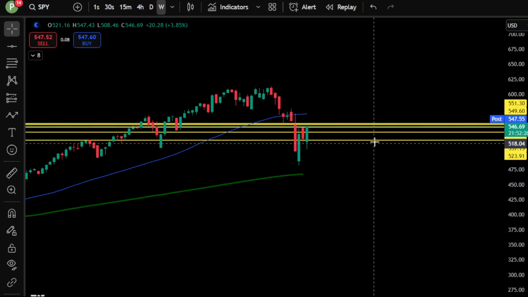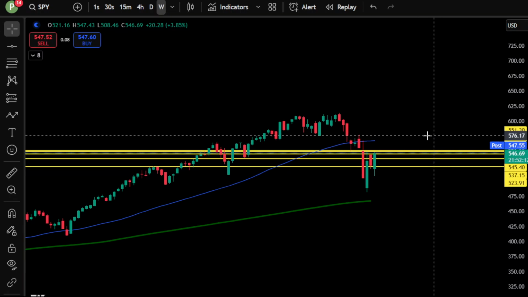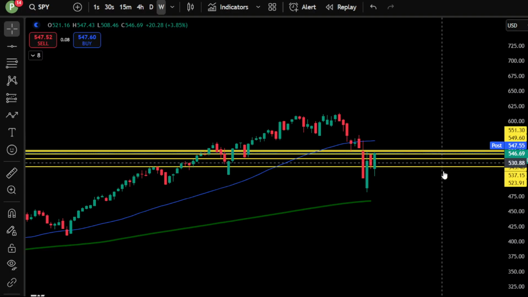So 550 is another target I'm looking at. 555. And then the highest I'm looking at is about 560. That's when I will stop adding puts. And then if we manage to break above 570, I will take the L. It is what it is.